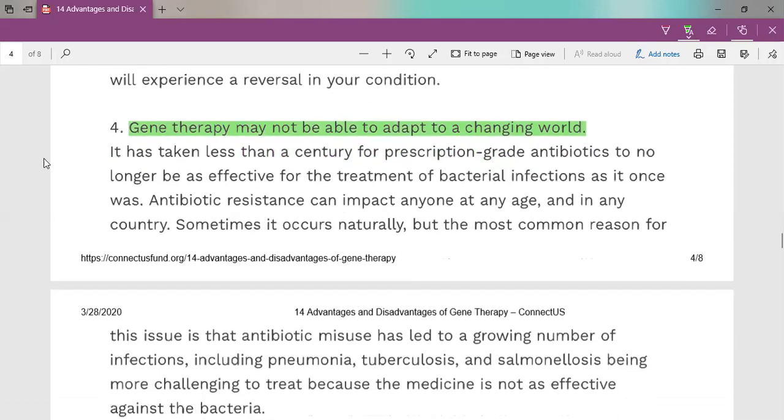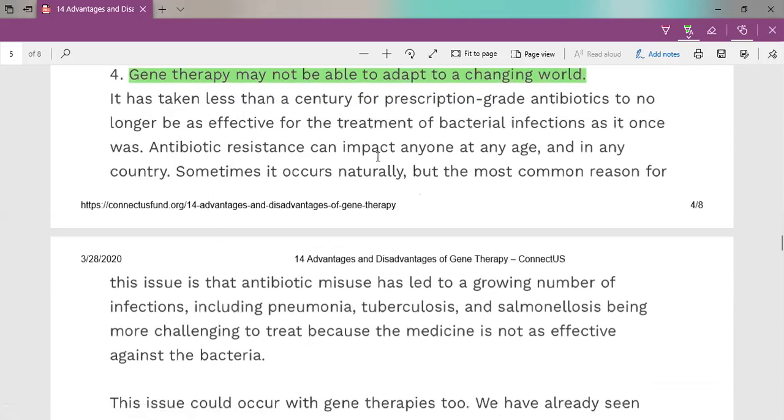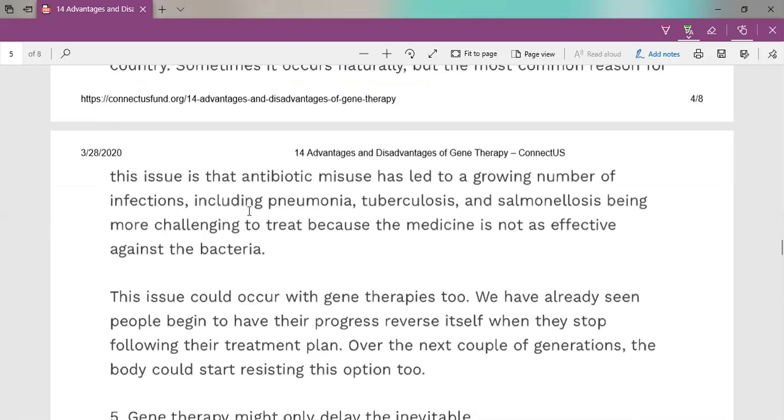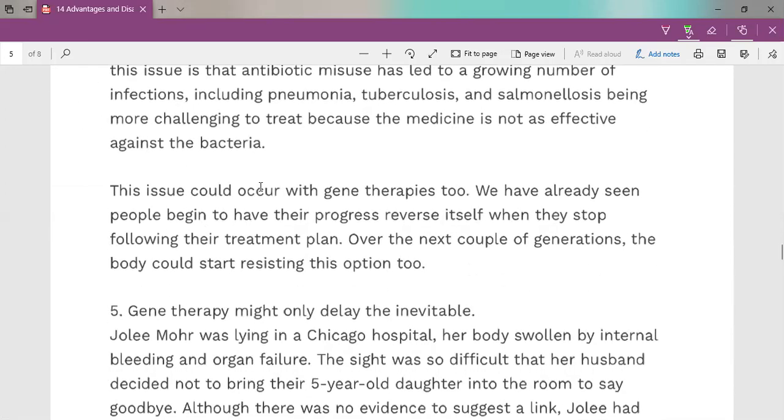And next con, gene therapy may not be able to adapt to a changing world. It has taken less than a century for prescription-grade antibiotics to no longer be as effective for the treatment of bacterial infections as it once was. Antibiotic resistance can impact anyone at any age and in any country. Sometimes it also occurs naturally. But the most common reason for this issue is that antibiotic misuse has led to a growing number of infections, including pneumonia, tuberculosis, and salmonellosis being challenging to treat because the medicines are no longer effective.